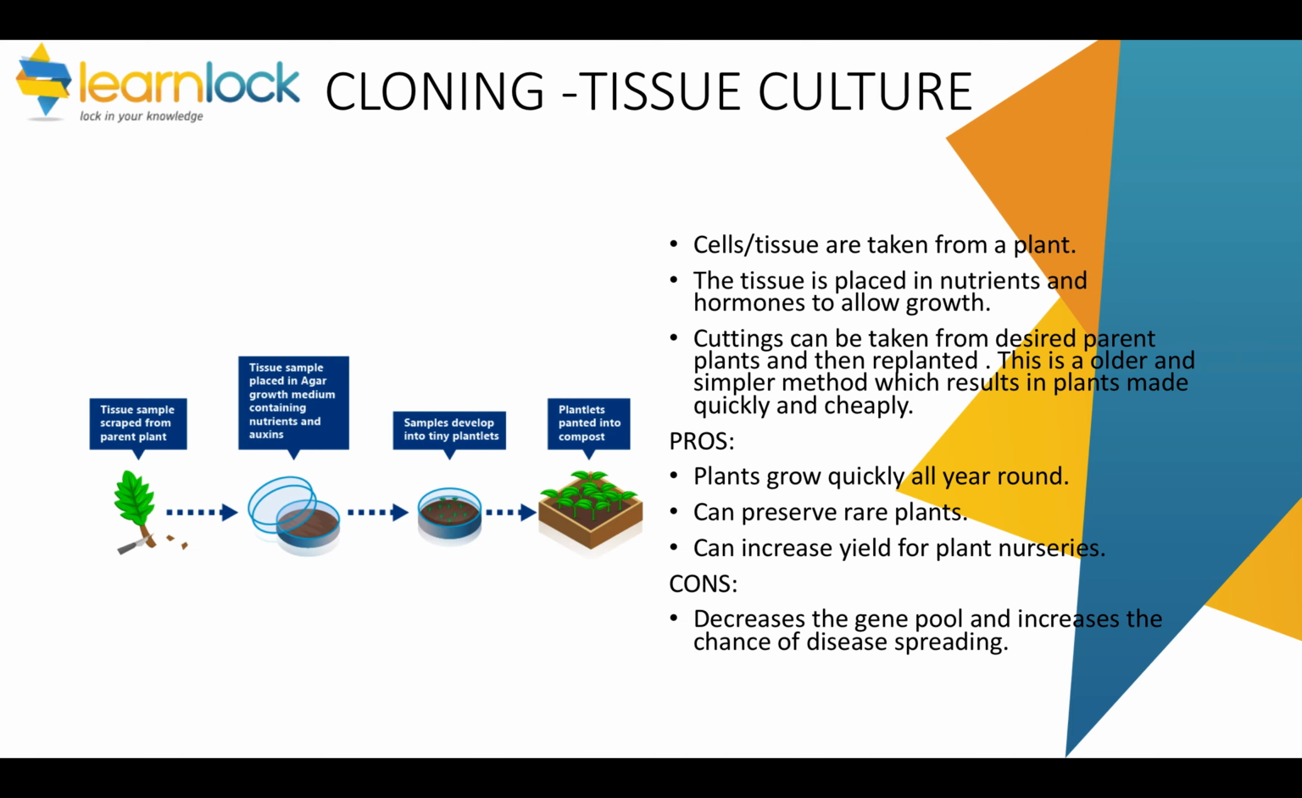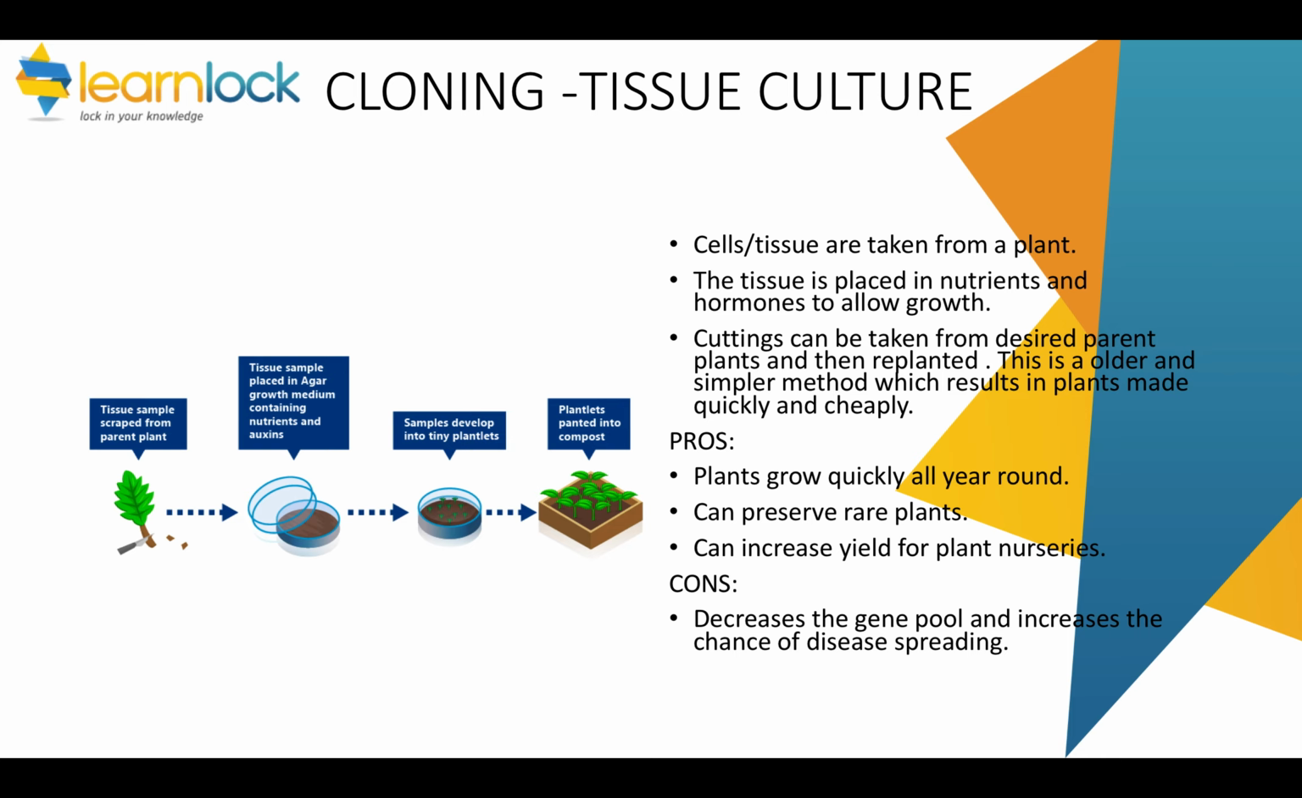Another type of cloning is tissue culture, which is using plants. That's when cells are taken from a plant, or groups of cells called tissues, and then grown in special agar or nutrients and given auxin, that plant hormone, to help it grow. And they make tiny little plantlets which can then be put into compost and grown. So you quickly get lots of plants from one plant.